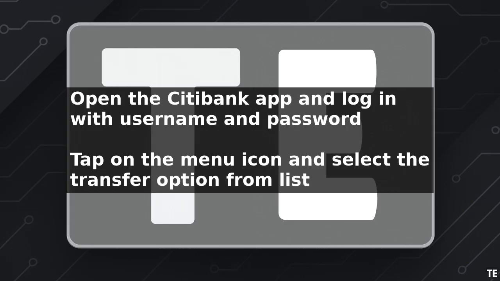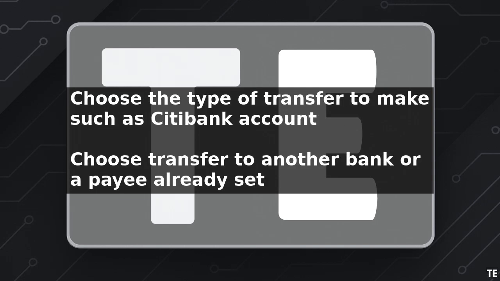You will then be prompted to choose the type of transfer you want to make, such as a transfer to another Citibank account, a transfer to an account at another bank, or a transfer to a payee you have already set up. If you are transferring to another Citibank account, you will need to enter the recipient's account number and the amount you want to transfer.